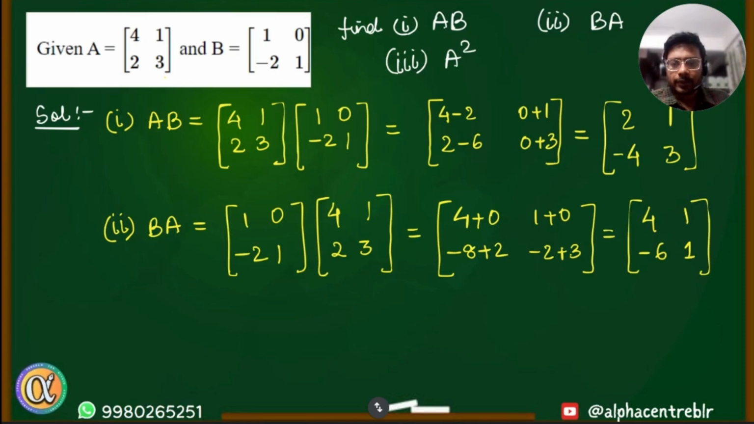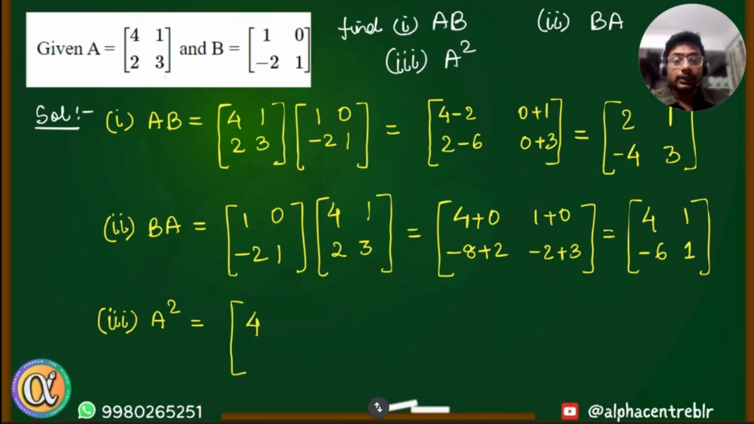Yes, sir. Now the third question. A square. How much is A square? A into A, two times. I've seen students doing it like this: A square is 16, 1, 4, and 9. Simple. No, sir, it's not like that. Don't just square each of the terms.